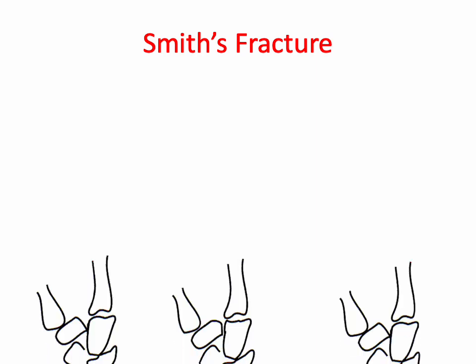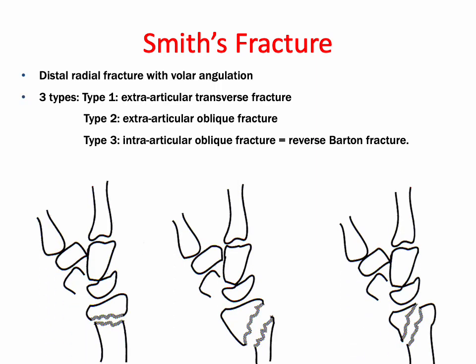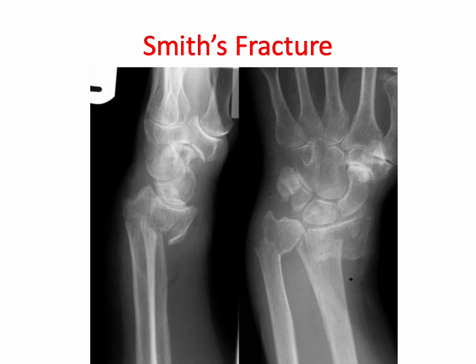So a Smith's fracture is a distal radial fracture with volar rather than dorsal angulation, and there are a few types that we can talk about. But here we can see that there's fractures of the distal radius and ulna with volar angulation, consistent with the Smith's fracture.